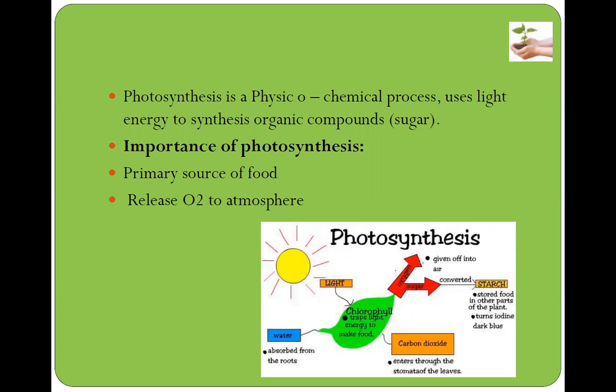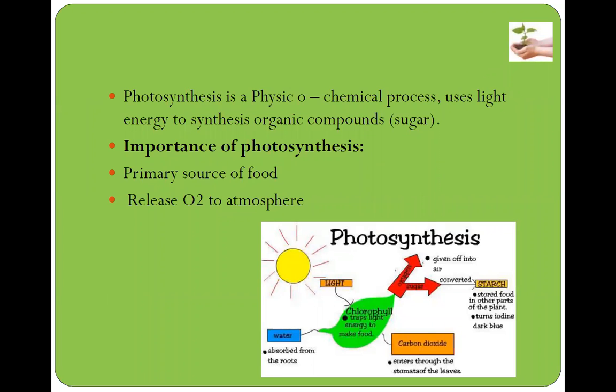So photosynthesis, right? So photosynthesis is a physicochemical process, that means split the word into two: photo and synthesis, right? Photo means light, synthesis means to produce something. Now this photosynthesis is the mixture of the physical as well as the chemical processes, and this process uses light energy to synthesize organic compounds like sugar, right?